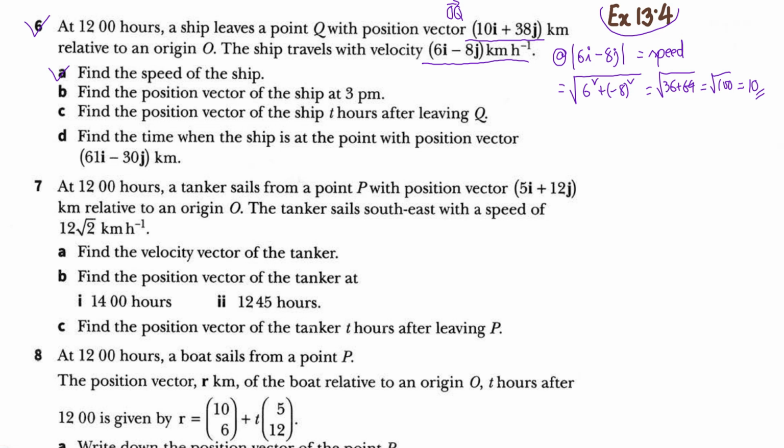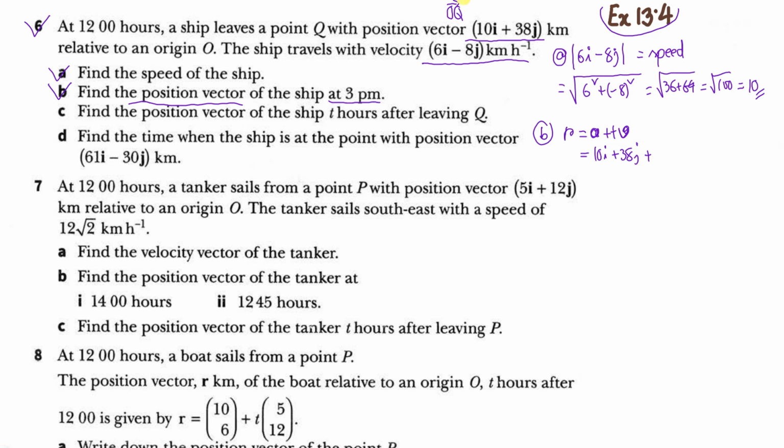Okay, next question is find the position vector of the ship at 3 p.m. B, position vector, if they ask you in a particular time, you can use the vector formula r equals a plus t times velocity vector. Here A stands for initial vector and B for velocity vector. Its initial position is given as OQ, which is 10i plus 38j, and its velocity vector is given here as 6i minus 8j. But before that, at 3 p.m.